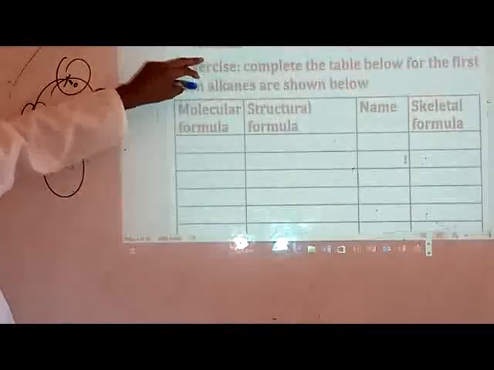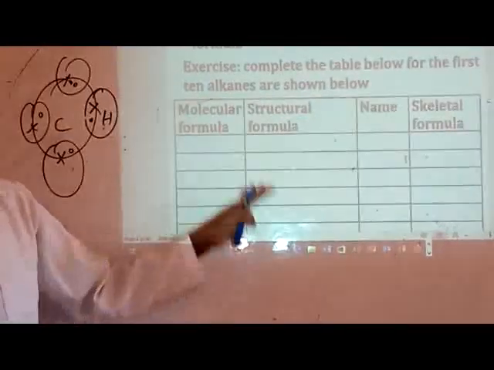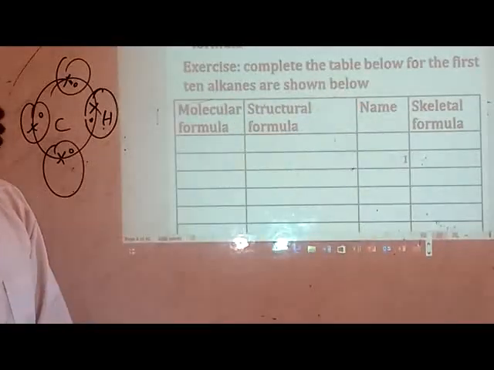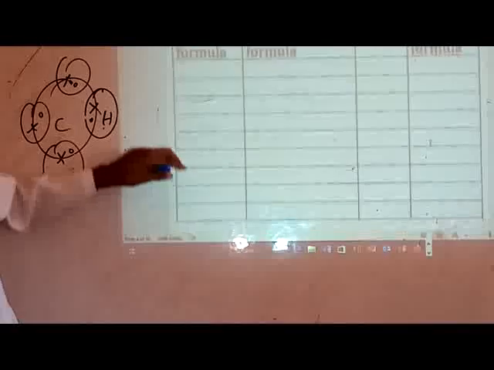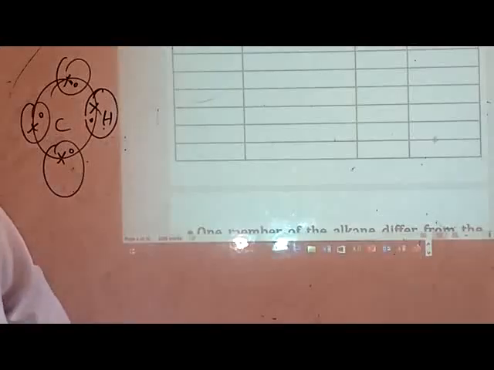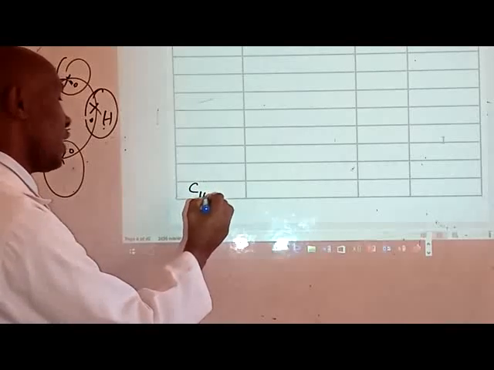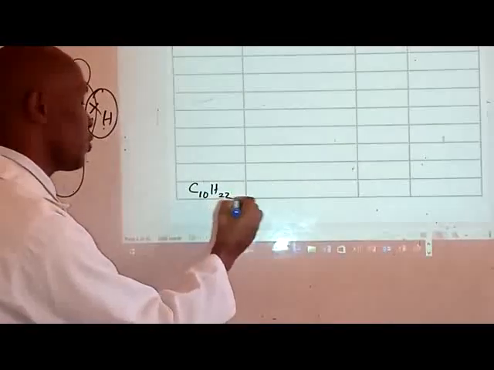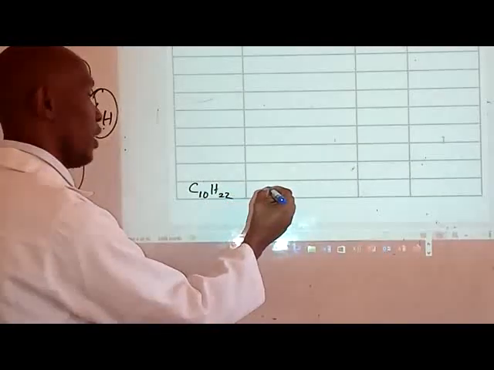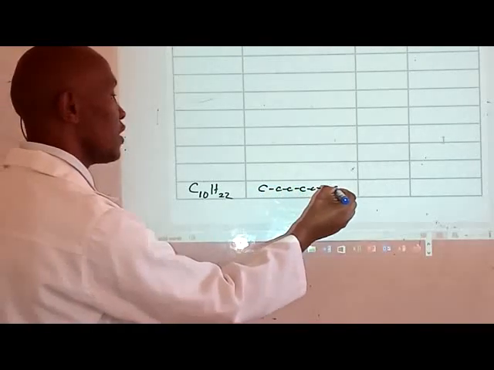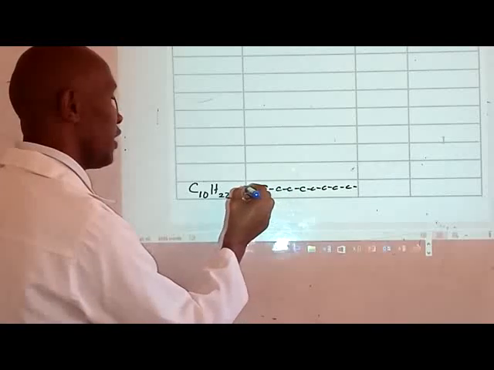So we have an exercise here. We need to complete that table by drawing the structure of the first 10 alkanes. Like I can do the 10th one, and what is expected here. The molecular formula of the 10th one is C10H(10 times 2 plus 2), that is C10H22. I want to draw it: 1, 2, 3, 4, 5, 6, 7, 8, 9, 10.